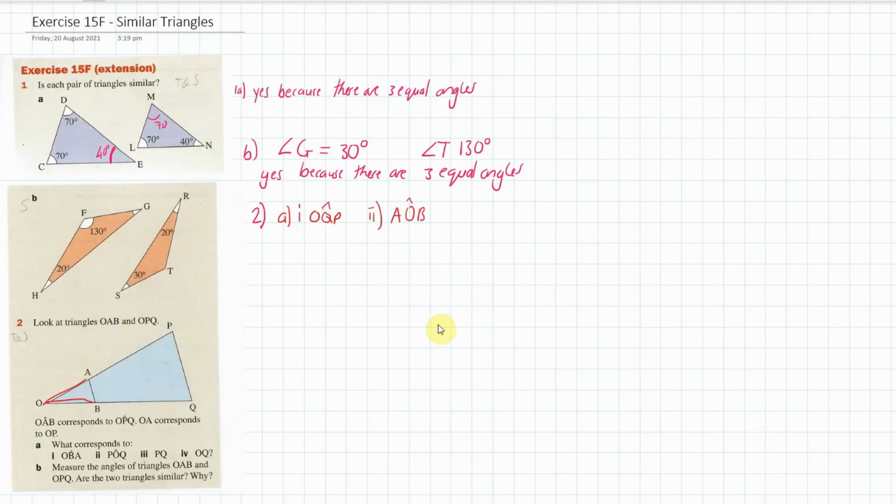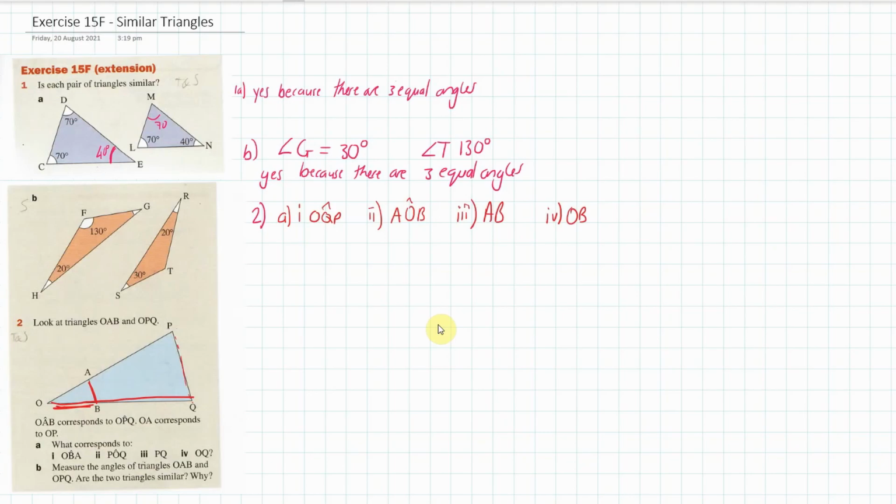Alright, next one. What corresponds to PQ? So number 3. So we look at PQ. Where's PQ? PQ is this line here. The line that corresponds to that in the small triangle is AB. So AB. And number 4. What corresponds to OQ? So OQ is this long line along the bottom. So OB is the one that corresponds to it in the small triangle.